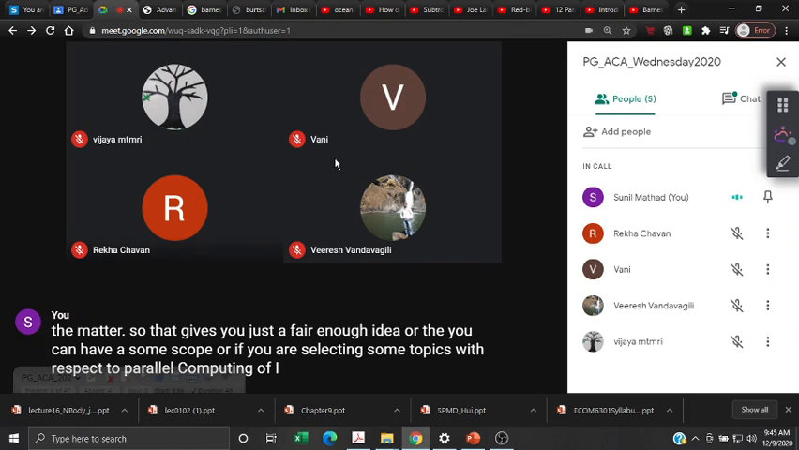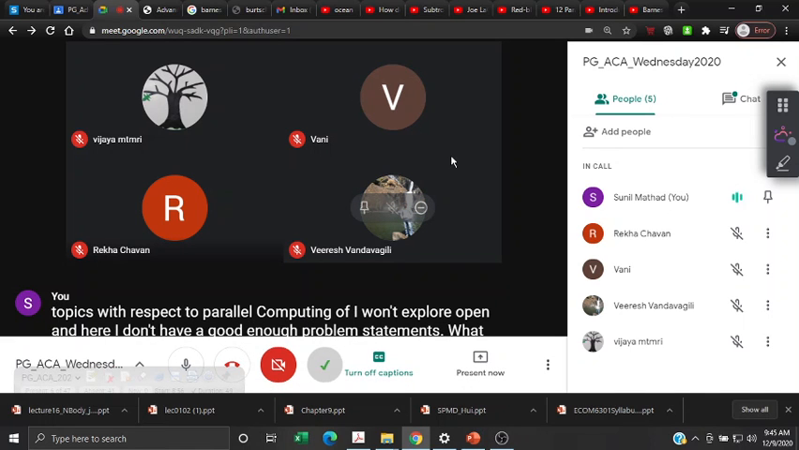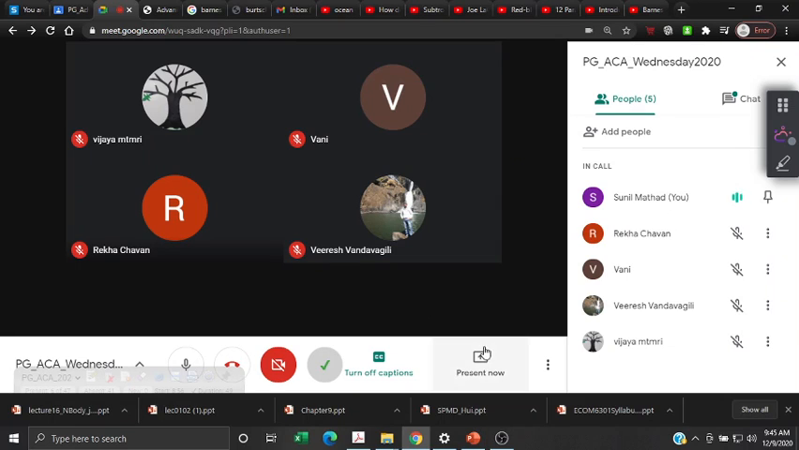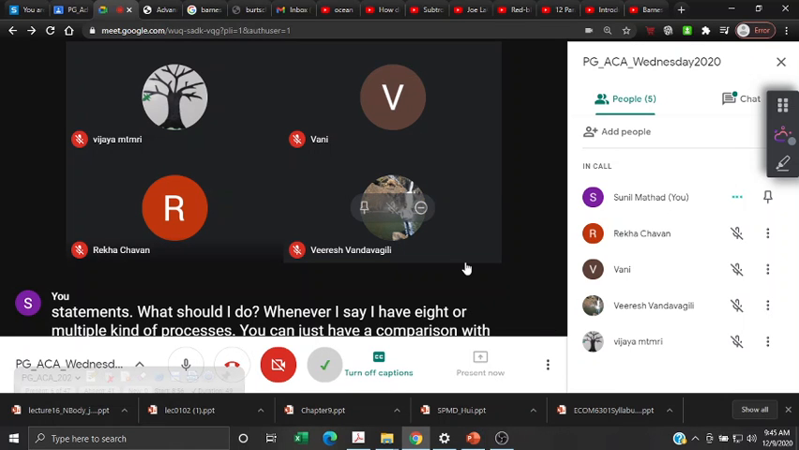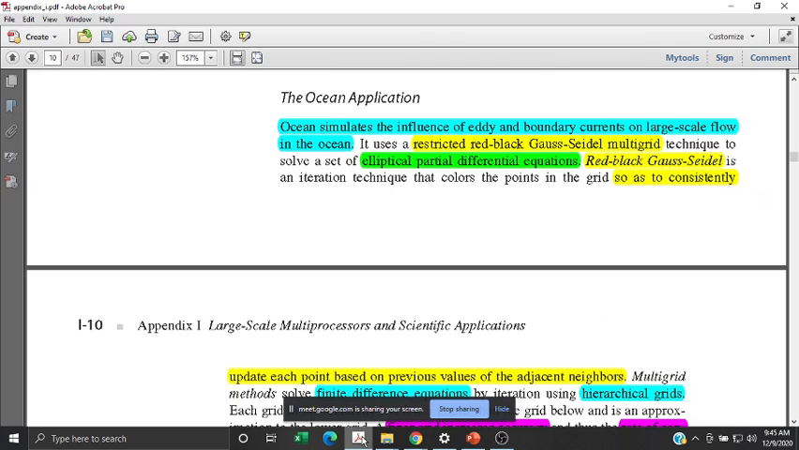What should I do whenever I say I have 8 core or multi-core kind of processors? You can just have a comparison with respect to one or the smallest portion of these algorithms, that can be done or predicted. Apart from this, we come back to our normal textbook scenario, whatever he wants to showcase. He's showcasing the same applications exactly, but the thing is, red-black Gauss-Seidel or multigrid algorithm. So how you are dividing the problem statements. The Gauss-Seidel marking of schemes or the assigning of the computation to particular nodes is what is used in this particular application.